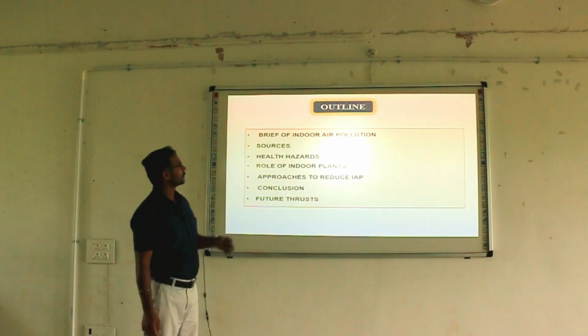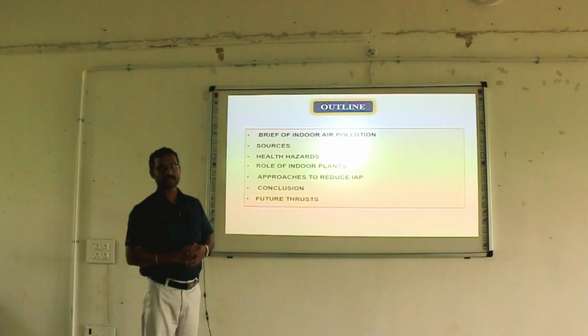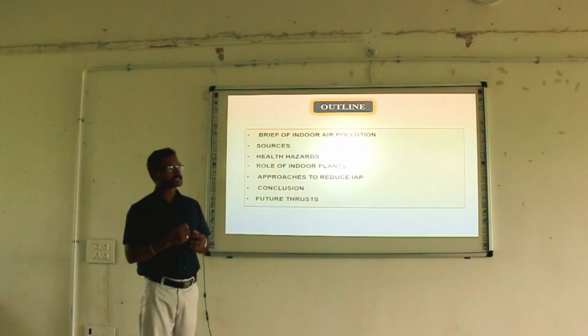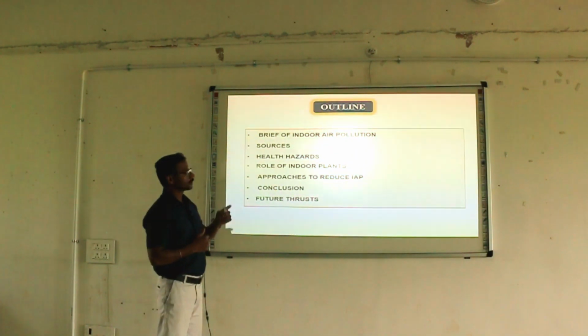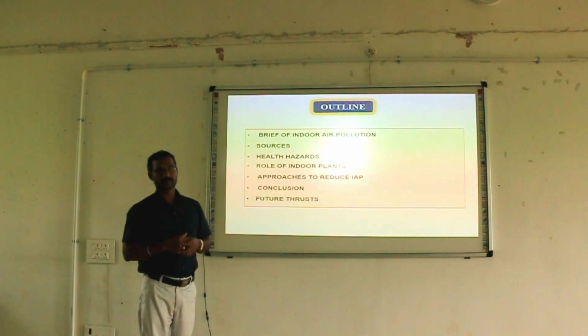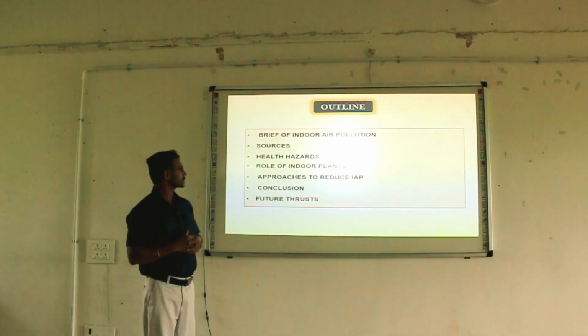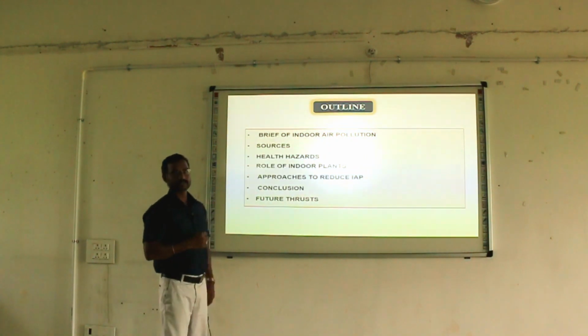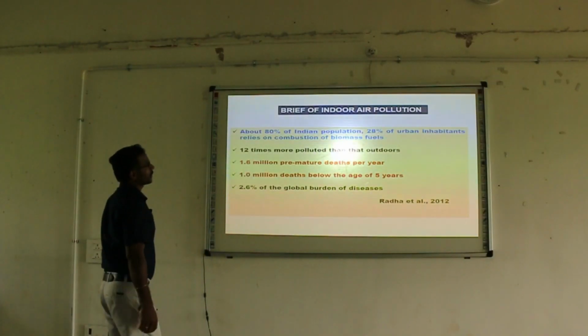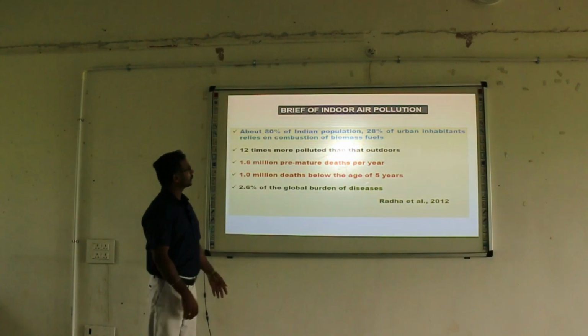We are going to see a brief of indoor air pollution. What is air pollution? Then what are the sources? Then health hazards caused by air pollution. Then the role of indoor plants, how they perform to mitigate air pollution. Then approaches to reduce indoor air pollution. Then conclusion. Then future threats. Here, then about India.